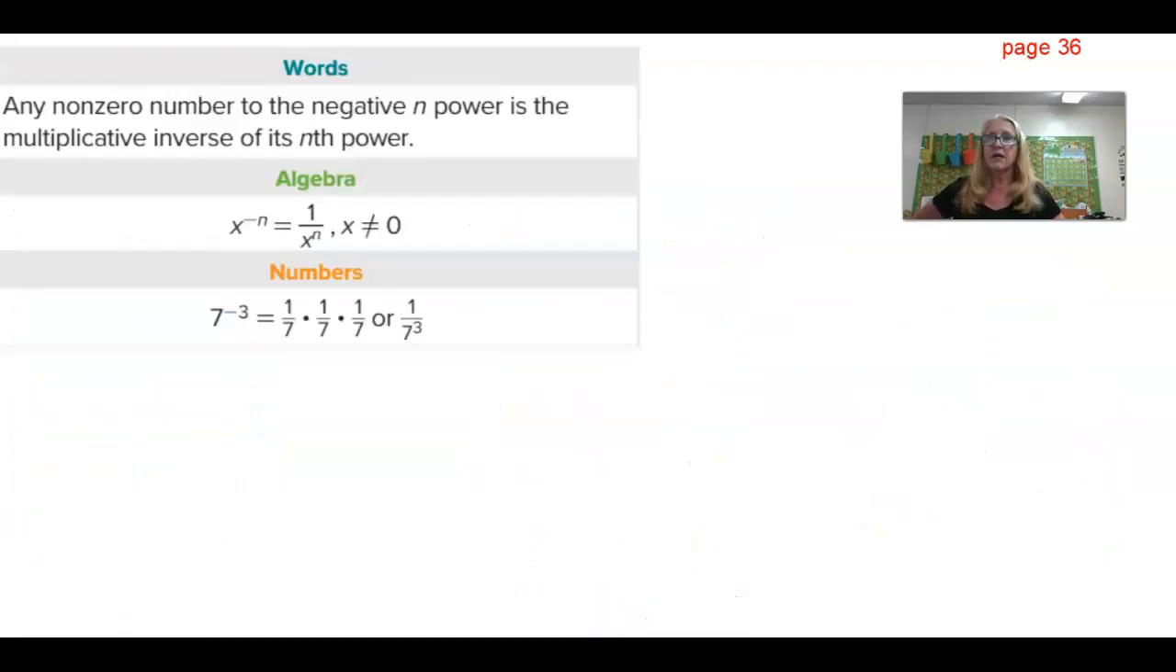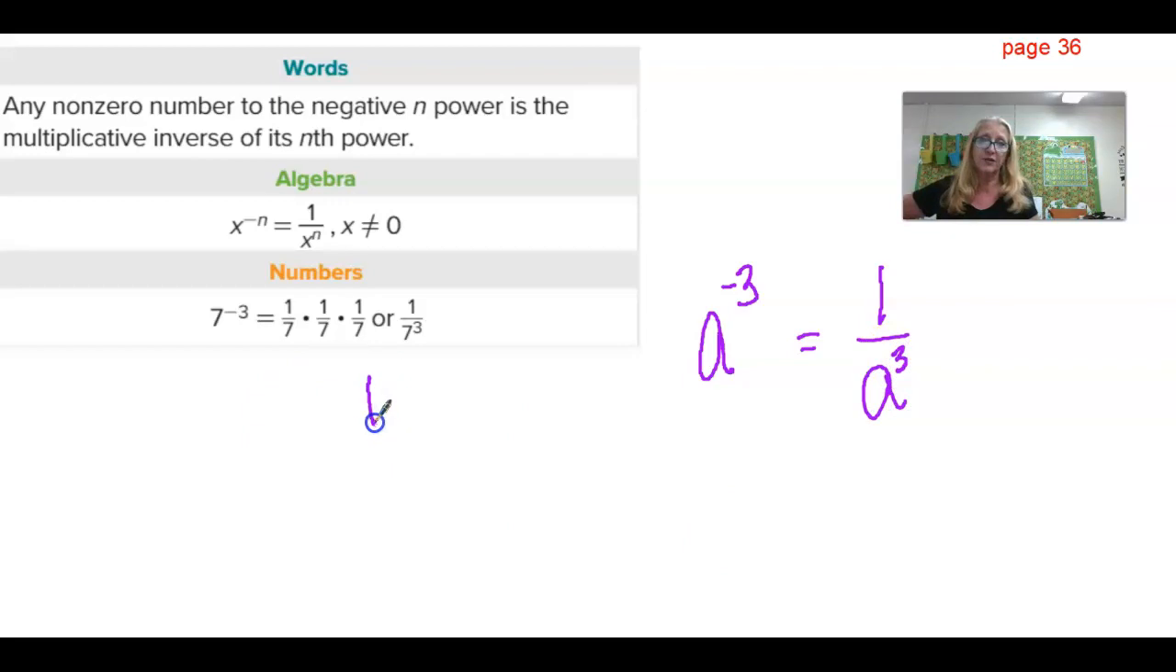Okay. So any non-zero number to the negative n power is the multiplicative inverse of its nth power. Could they have said that any scarier? What they're telling you is that if you have a letter or variable raised to a negative power, you can make it a positive by putting it in the denominator of a fraction and putting a 1 over it. Likewise, if you have a fraction with a negative exponent in the bottom, let's say we have 1 over x to the negative 3, you can fix that by moving it to the top.